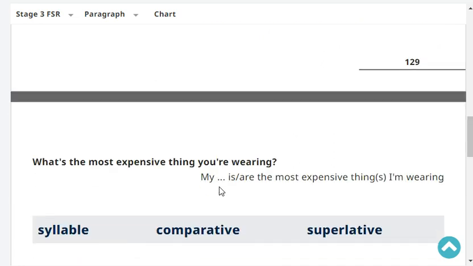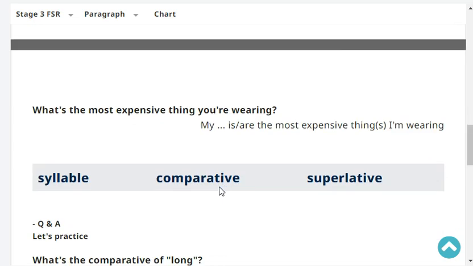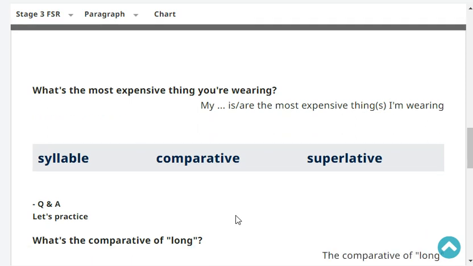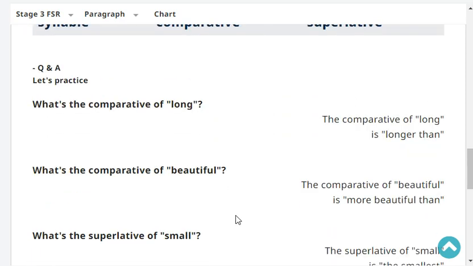In my room or in this room, both correct. Very good. Okay, what's the most expensive thing you're wearing? My watch is the most expensive thing I'm wearing. Very good. What's the comparative of long?